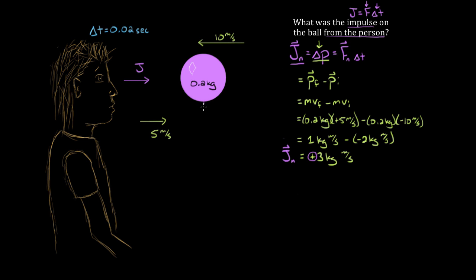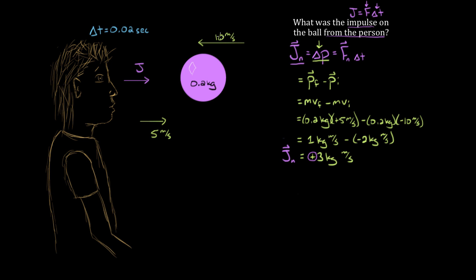Now, aren't there other forces on this ball? Isn't there a force of gravity? And if there is, doesn't that mean what we really found here wasn't the impulse from just our face, but the impulse from the person's face and the force of gravity during this time period? And the answer is no, not really, for a few reasons. The most important reason being that what I gave you up here was the initial horizontal velocity.